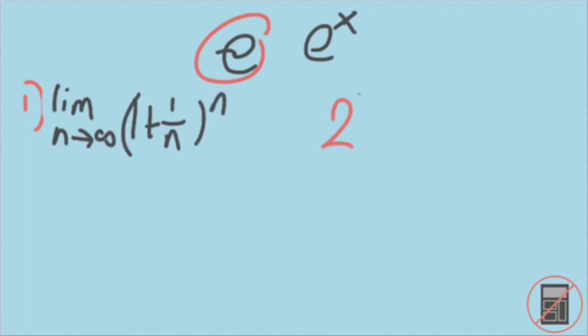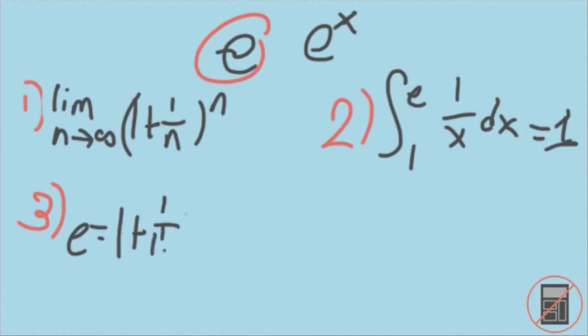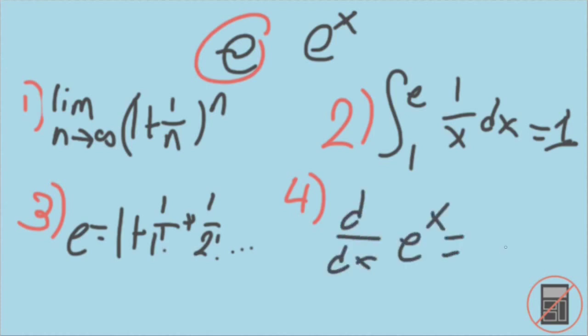For instance, I've also seen the common definition being the integral from 1 to e of 1/x dx gives you 1, where e is the value which allows this integral to be true. Next, there's the Taylor series definition, where e equals 1 + 1/1! + 1/2! + 1/3! and so on. But finally, and probably the most known definition of e, is that it's the base of the exponential which allows the derivative of e^x to equal e^x.